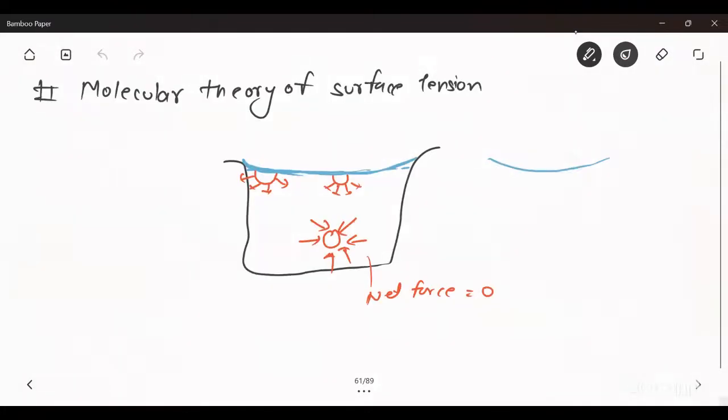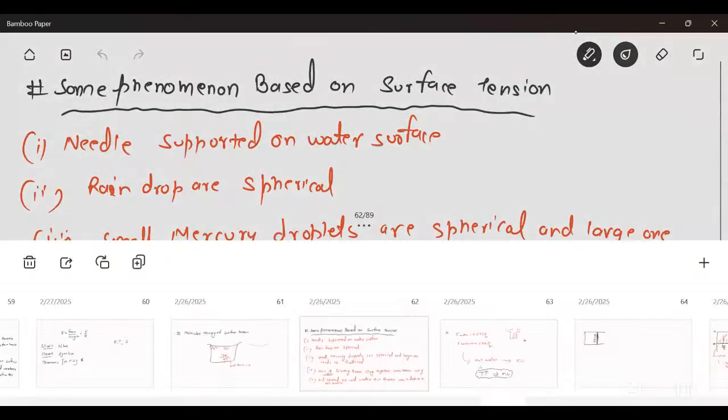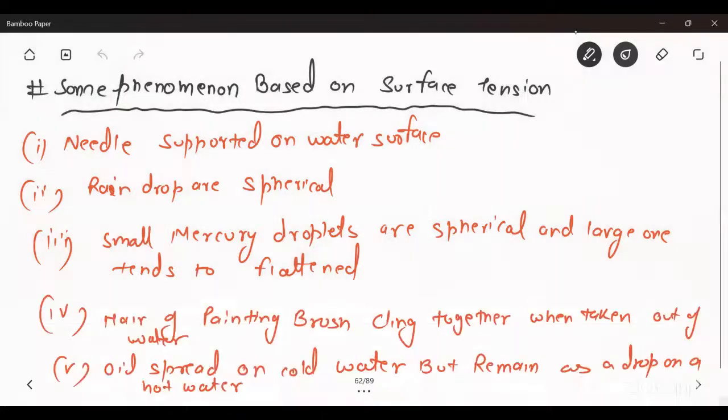Now, second one is your surface energy. So, what is surface energy? If you want, you can write some examples of surface tension. Raindrops are spherical, needles are supported on the water surface, small mercury droplets are spherical, and large drops tend to flatten.